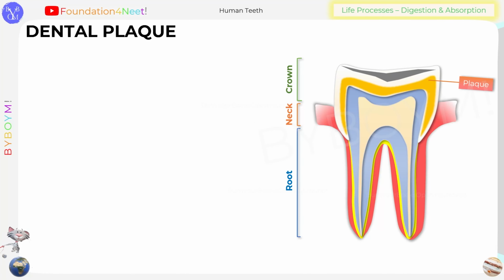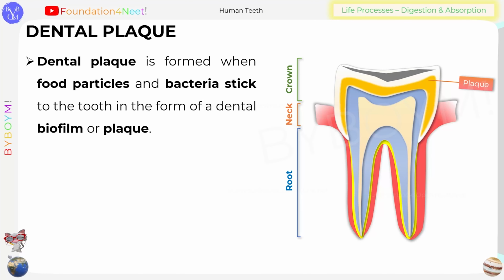Now the second problem is dental plaque. It is formed when food particles and bacteria stick to the tooth, and they form a dental biofilm or plaque. So there is a very minute, very thin film that is formed, which is made up of bacteria. And what would happen if bacteria is present on your tooth? It would form acid. So plaque formation prevents saliva from reaching the inner surface, and because saliva, which is basic in nature, if it would not reach the inner surface, it would not be able to neutralize the acid.